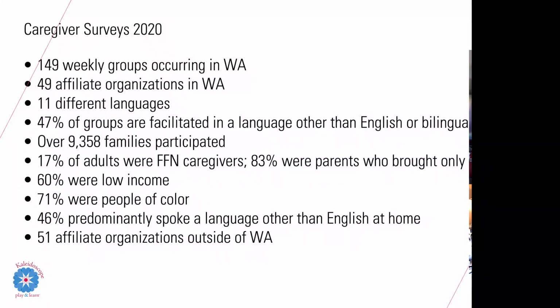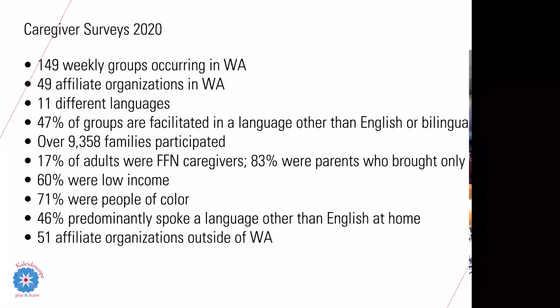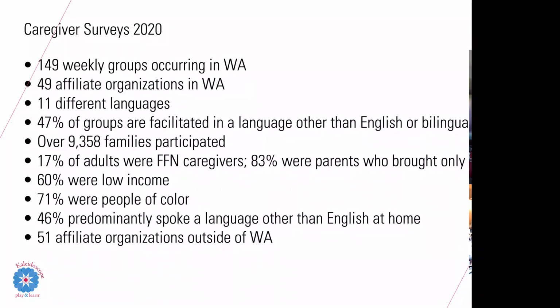Just to give you an idea, because of tools like our caregiver surveys, we're able to provide and be very proud of information like this: who's coming, how many people are coming, and some more information about their background, like whether or not they speak another language at home, their economic background, and things like that. So you can see in 2020, we had almost 10,000 families participating in Washington State, about 150 groups in 11 different languages. The majority of participants were coming from backgrounds of lower economic status, and the majority were people of color as well.